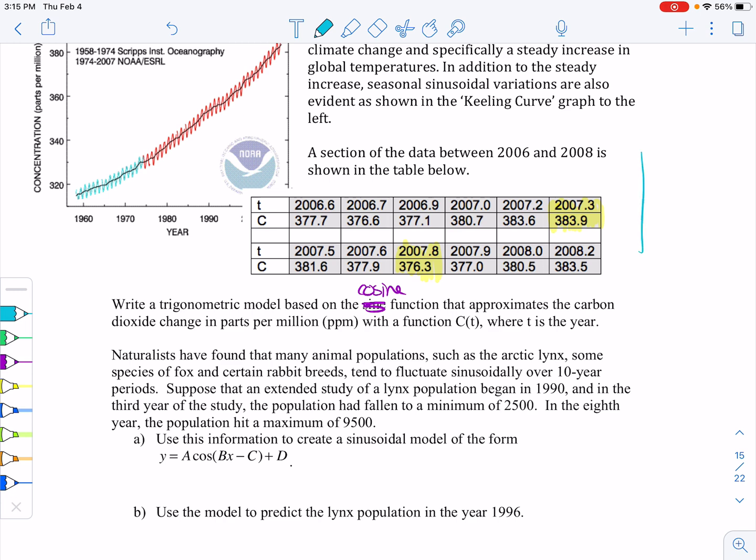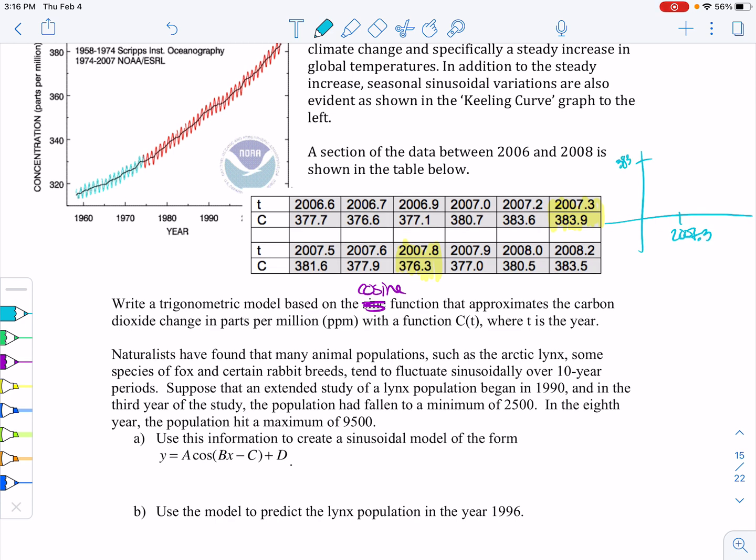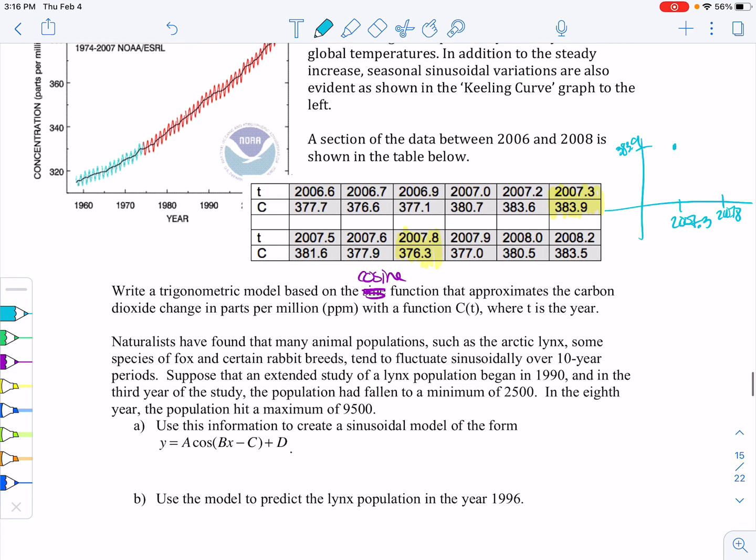So in 2007.3, we're up at 383.9. And then in 2007.8, we're at 376.3. Right, so our equation's going something like this.